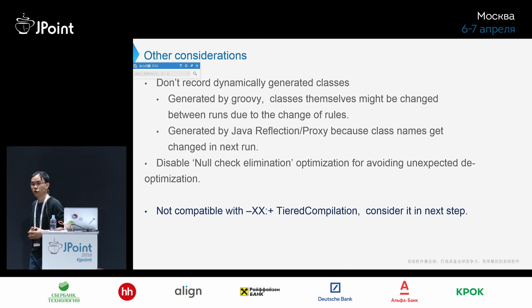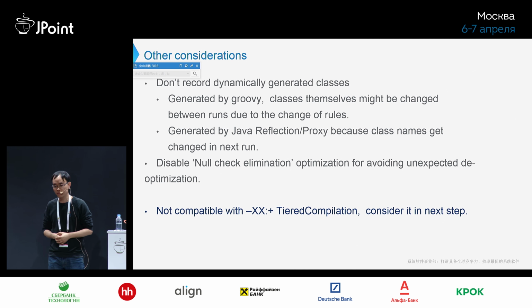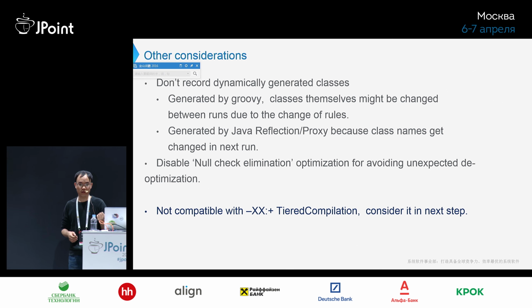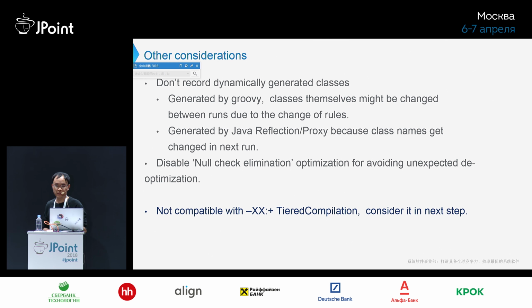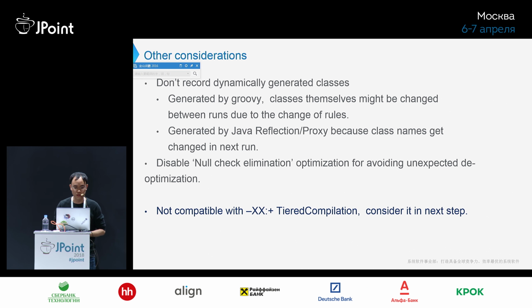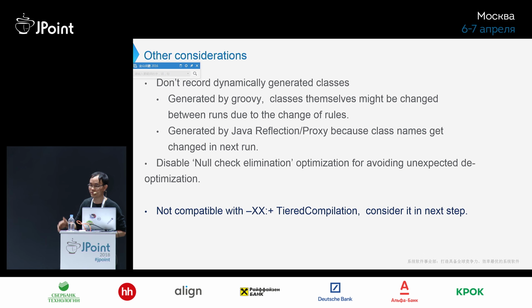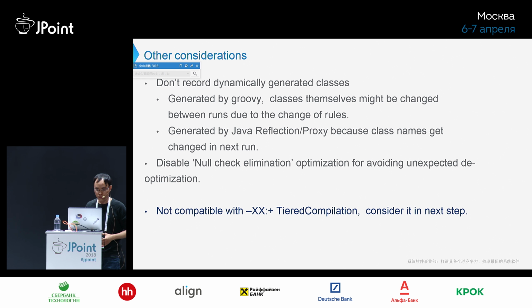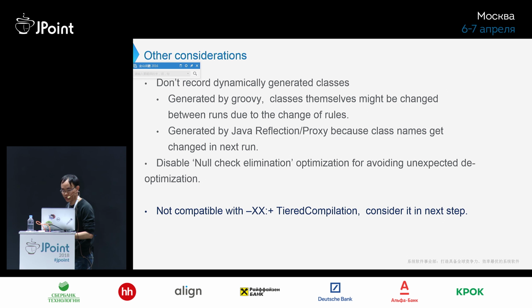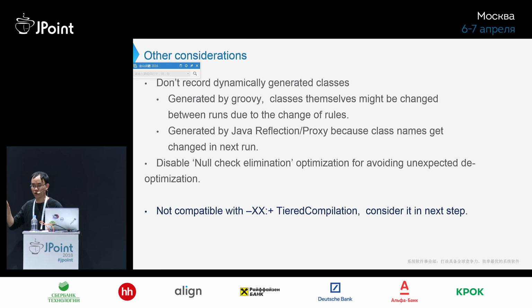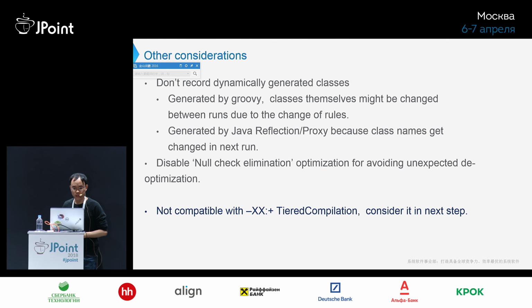Actually, for Java map, we also have some other considerations, something already mentioned in yesterday's talk. The first thing is we cannot record any classes if these classes have been dynamically generated. They are from, for example, some GUI script. GUI script will generate some classes at runtime dynamically, or some classes are generated by, for example, Java reflection or proxy. We just ignore them.